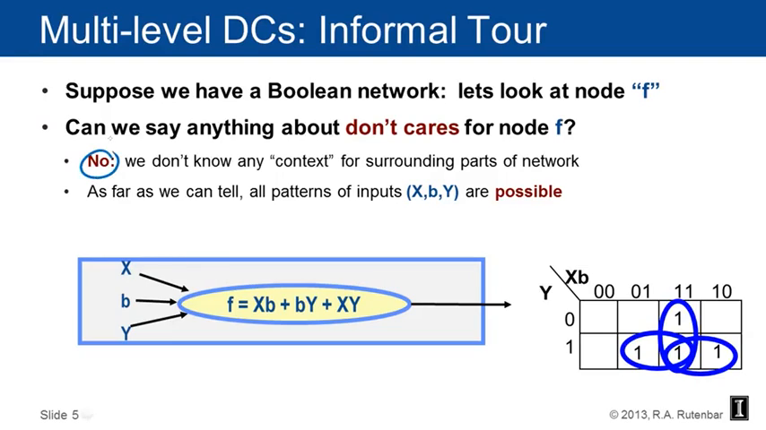I don't know any context for the surrounding parts of the network. I cannot tell you that any patterns of x, b, and y are impossible. So as far as you know, all 8 of the patterns of x, b, and y are possible. There's a little Karnaugh map shown at the right, 4 squares by 2 squares, xb on the horizontal axis, y on the vertical axis. And there's 3 groups of 1 circled, the xb pair, the by pair, and the xy pair.